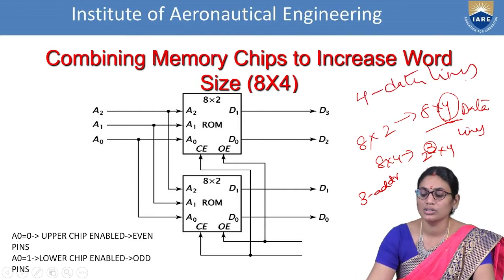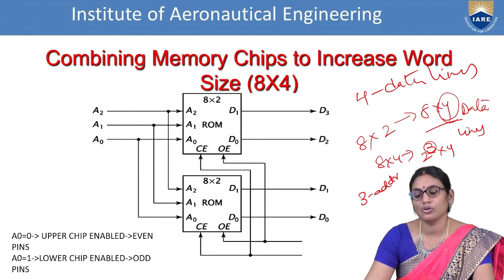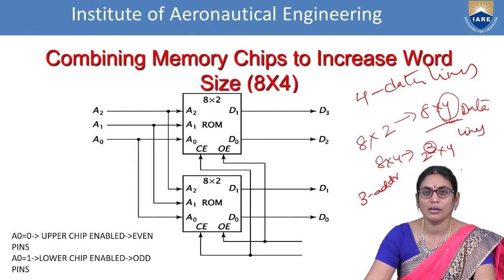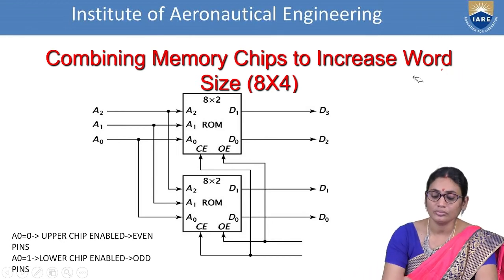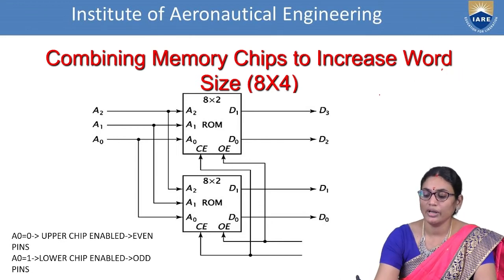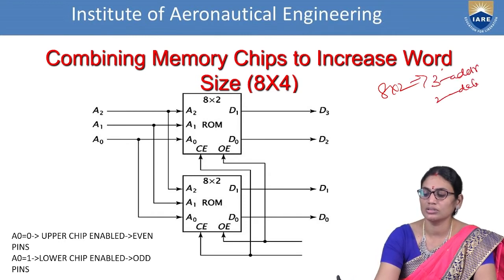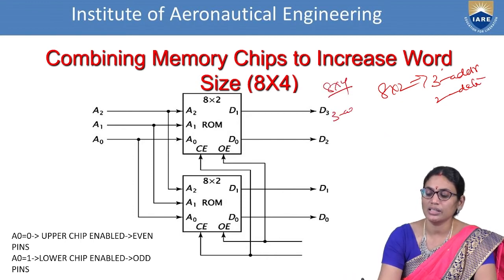Because of this reason, we are going for the next case where you combine 2 8 by 2 ROM chips to get 8 by 4 data representation. Let us see how it is possible. We are saying the same thing: an 8 by 2 chip means 3 address lines, 2 data lines. Again, I am constructing 8 by 4. That means 3 address lines and 4 data lines.